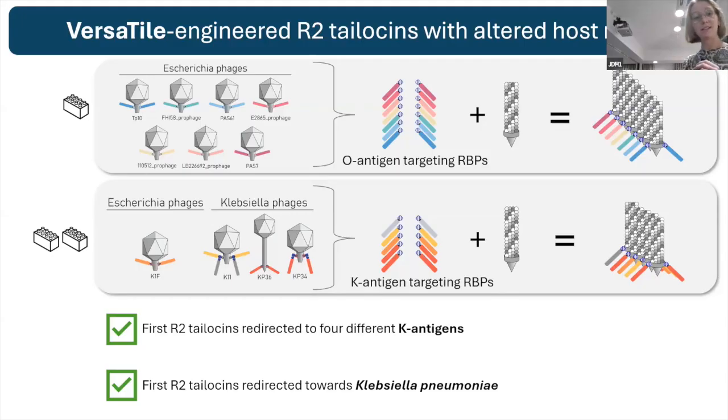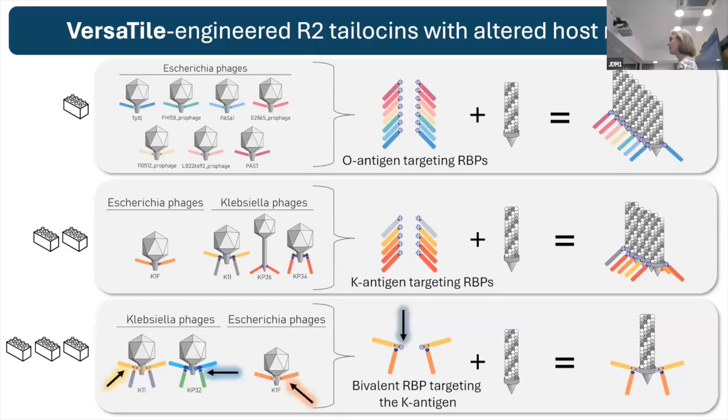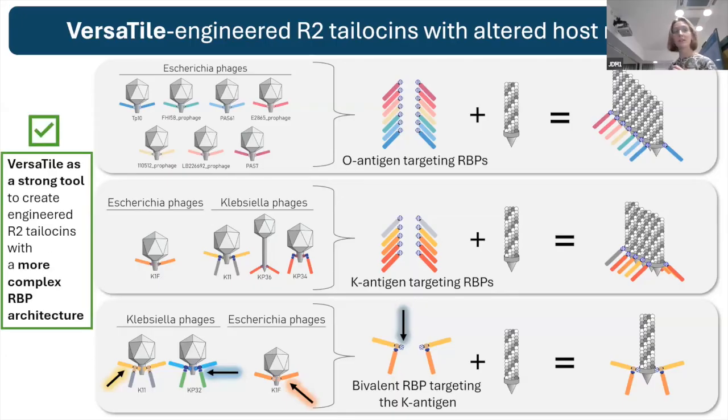And then we thought, let's take it another level. And we created a bivalent tailocin, which was active against the K antigen of both Klebsiella pneumoniae and E. coli. And here we have the RBP architecture, and we created this architecture using 4 building blocks. 2 building blocks were from 2 different Klebsiella phages. We also had a building block from an Escherichia phage, and then the anchor was from the native tailocin. And from this, we can conclude that VersaTile is also a strong tool to create more complex RBP architectures.